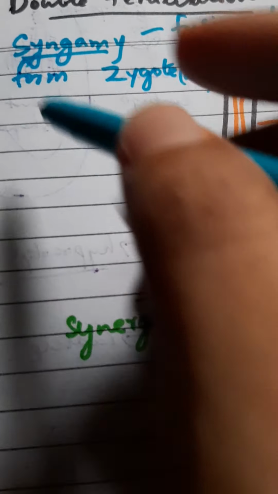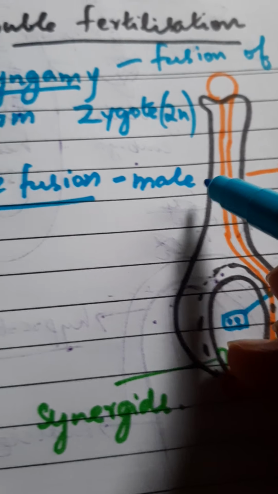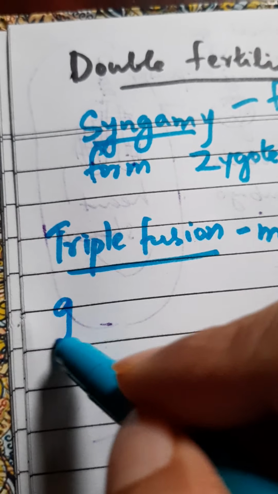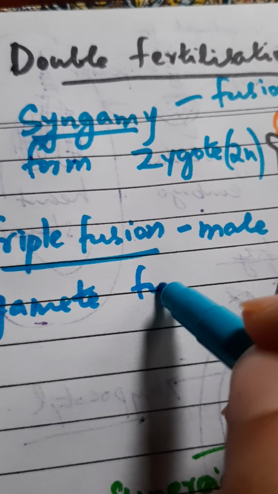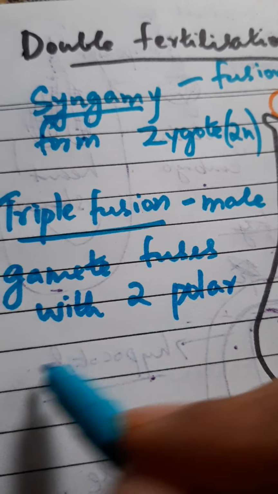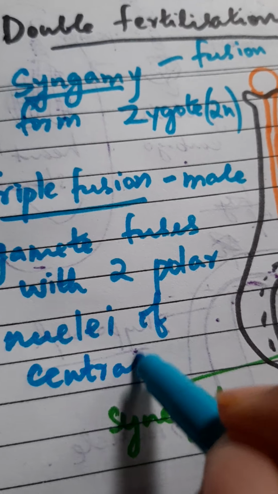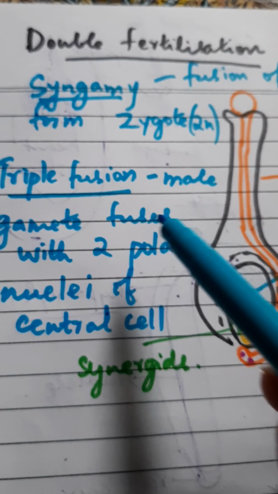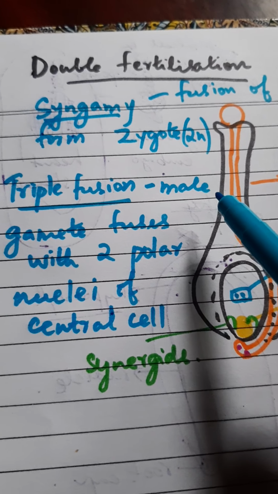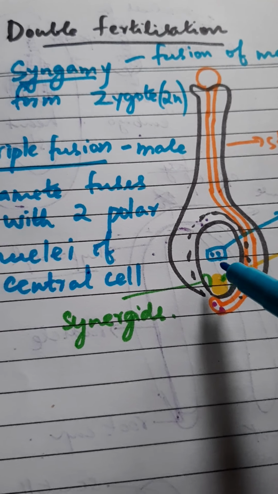The second fusion is called triple fusion. Triple fusion means the second male gamete fuses with two polar nuclei of the central cell. So this fusion is called triple fusion. Why? Because there are three nuclei fusing with each other: one is the nucleus of the male gamete and the two polar nuclei of the central cell.